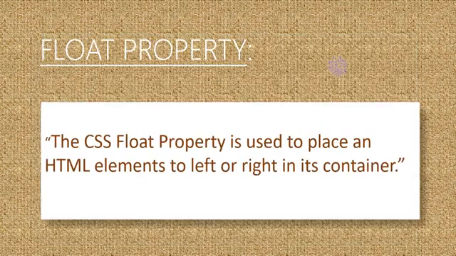So let's have a look at the simplest definition of the float property. The CSS float property is used to place an HTML element to the left or right. Just try to understand. By using the float property, you can move or float any HTML element, any HTML tag, or any container tag like a div tag, or any image.